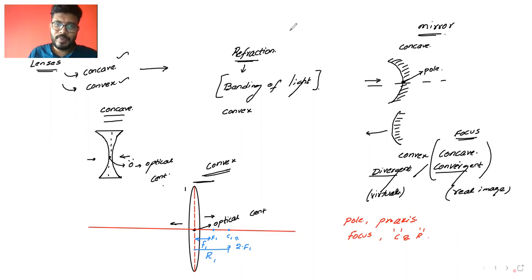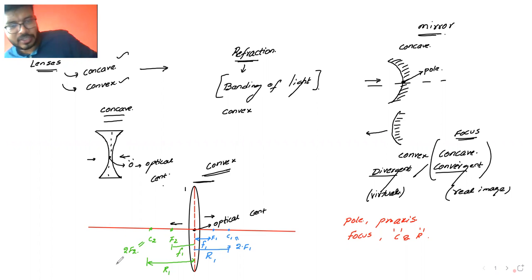Let's say towards the second one. When I'm discussing about the second one, here also, what will happen? There'll be a focus. I'll take it as your F2, and as well as the center of curvature, I'll take it as your C2. This C2, I can write it as your 2 times of your F2. Let's see the distances. From the focus to the optical center, I'll take it as your F1, focal length. Center of curvature to the optical center, I'll take it as your R1. So instead of C2, I can write it as your 2F2.